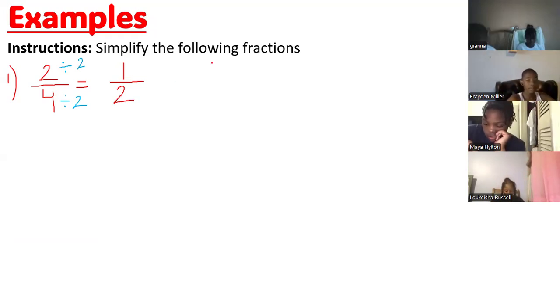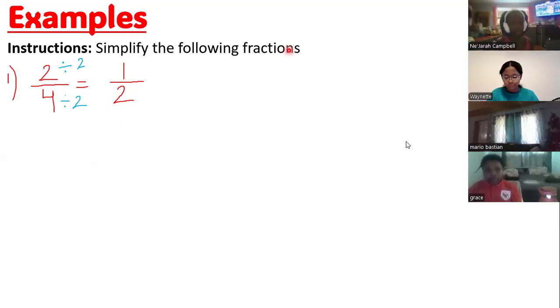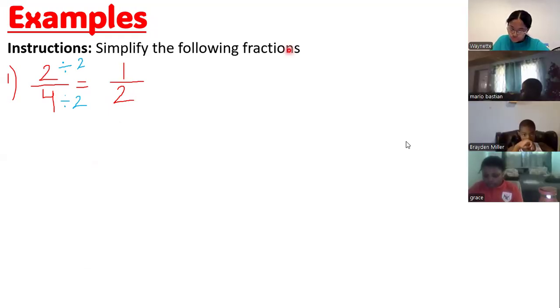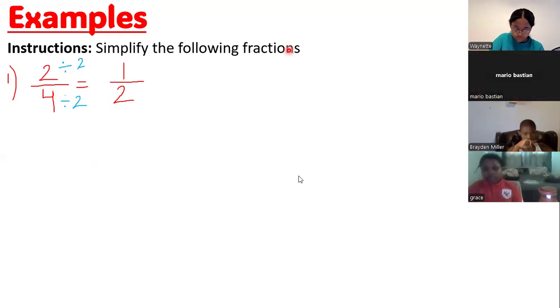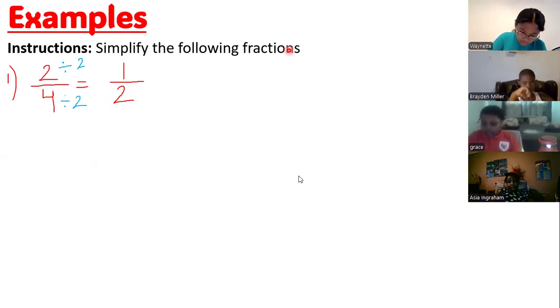So, question. Is this fraction in its lowest terms, or could I go lower? It's in its lowest terms. You think it's in its lowest terms? Yes, sir. Why do you say that? Because it has a 1. Nothing could go into 1 except 1 itself. Asia, you think it's in its lowest terms or no? It's in its lowest terms. Good. So this fraction is in its lowest terms because no whole number can go into both 1 and 2 without leaving a remainder except for 1.